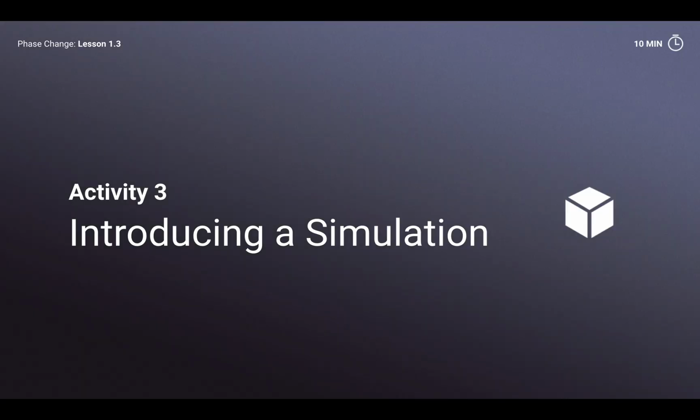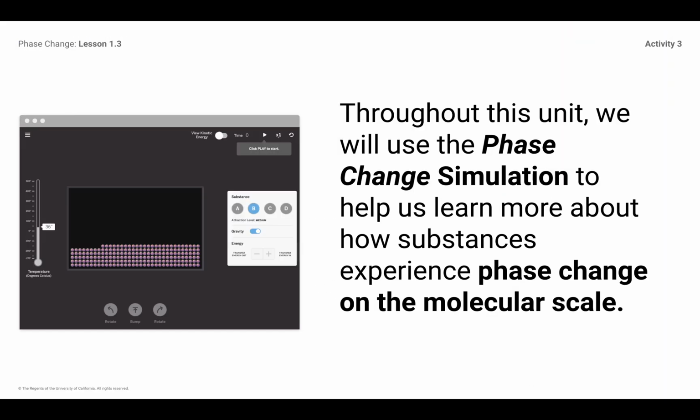Okay, so the next thing I want you to do is go into the simulation. The sim is a pretty cool phase change simulation that we're going to use to help us learn more about how substances experience phase change on a molecular scale. You're going to notice that the molecules there are represented with small circles, which is why I had you use small circles to represent your molecules. These little purple molecules, just mess around. What can you do? What are some things that you notice? And I'm going to have you stop there.